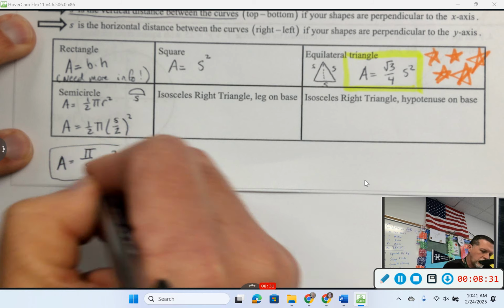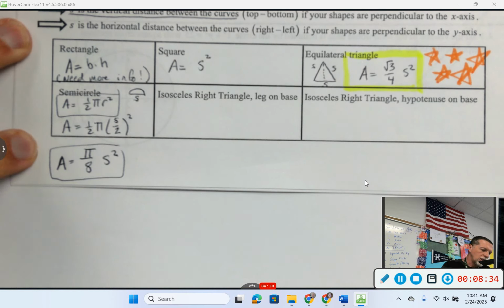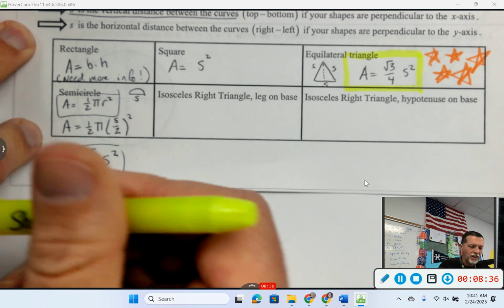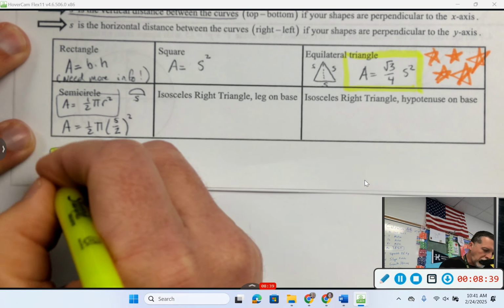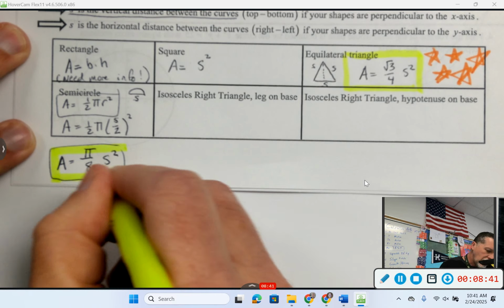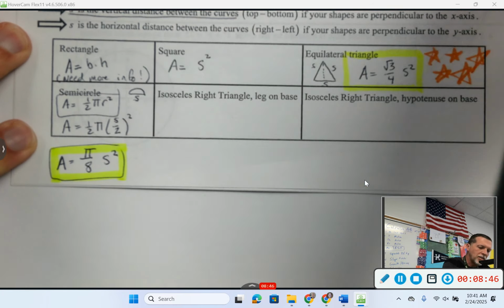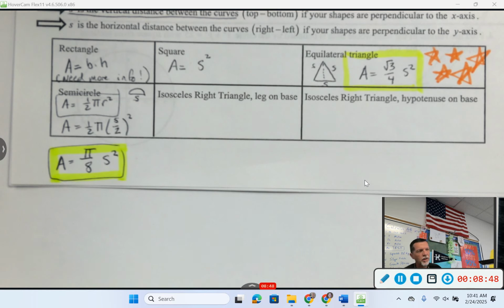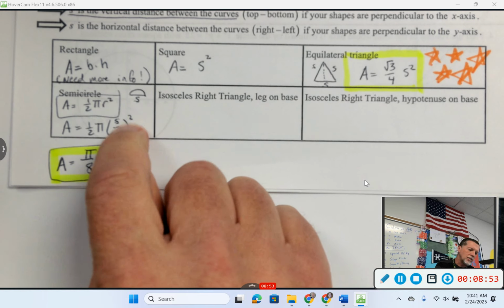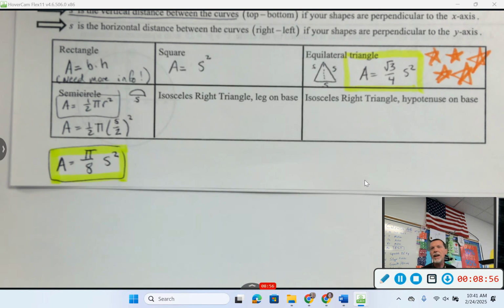And here's where you kind of have an option of whether to memorize or not. If your brain has space for more memorizing, then pi over 8 s squared. If you don't want to memorize anything else, then you can always start with 1/2 pi r squared, because you know it's half a circle, and then figure out that r is s over 2, so there's my formula. And usually we're going to the calculator anyway, so even if it looks weird or crazy, the calculator can do it. So this gets a question mark: do you want to memorize that?